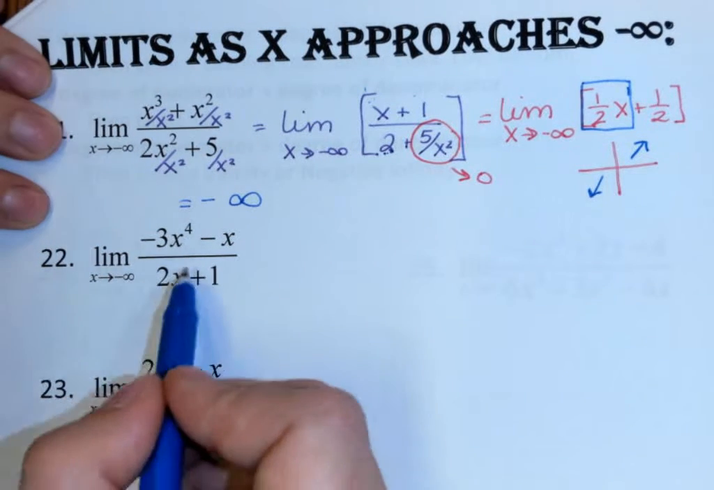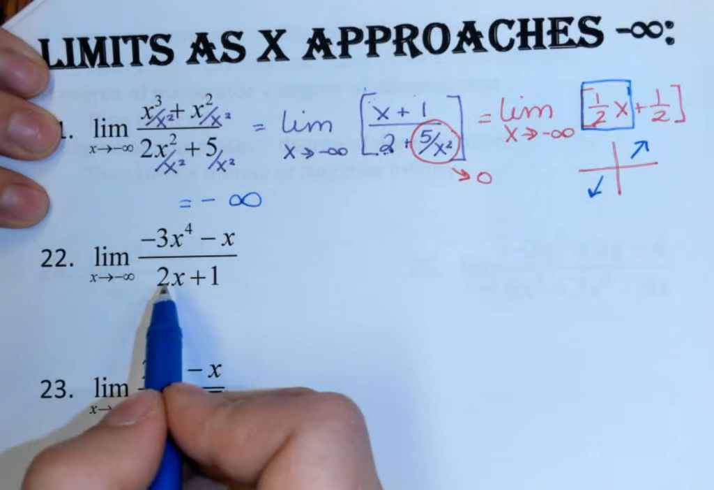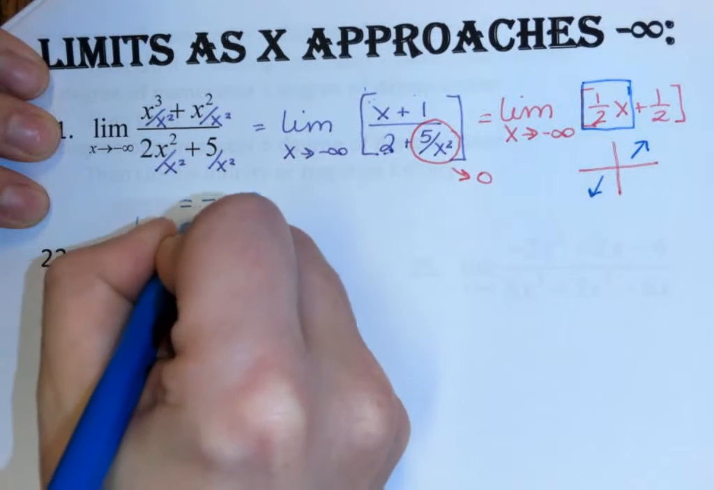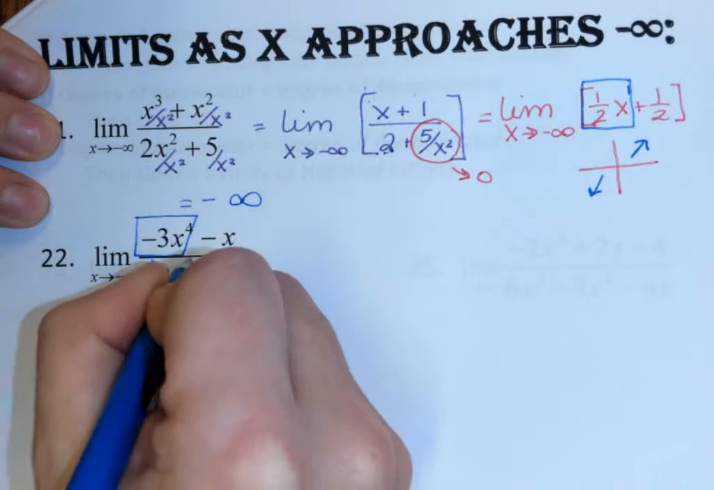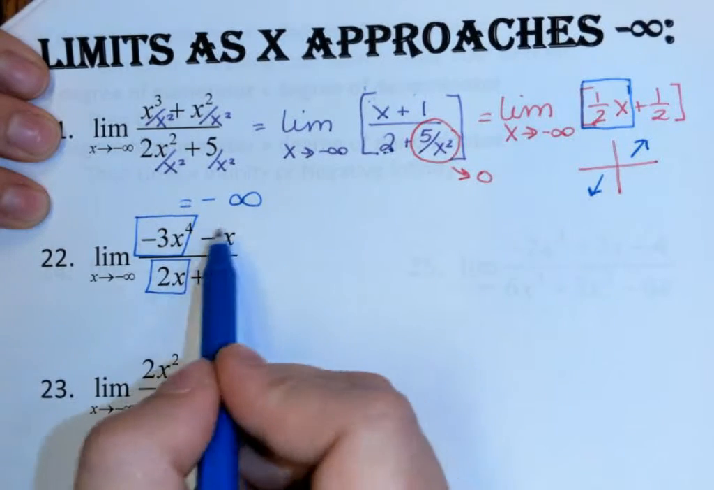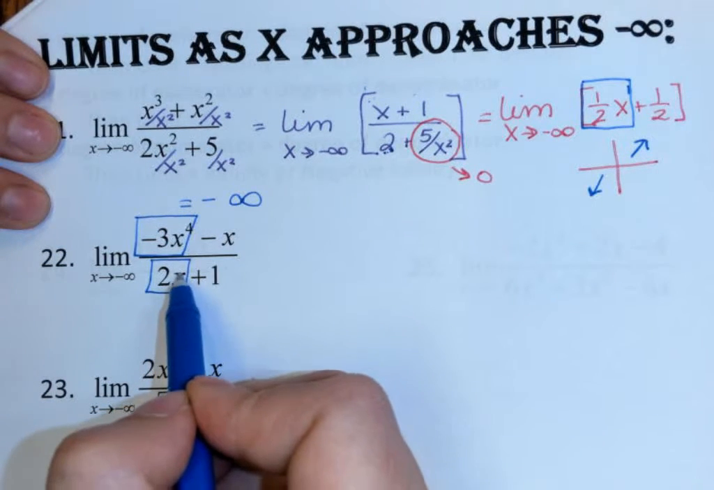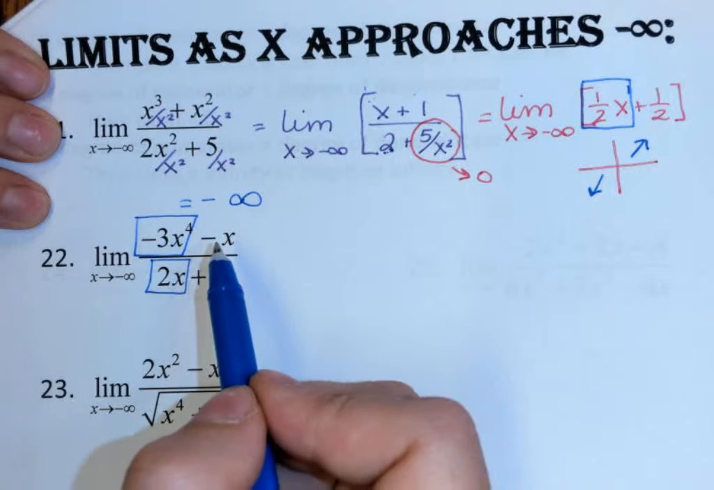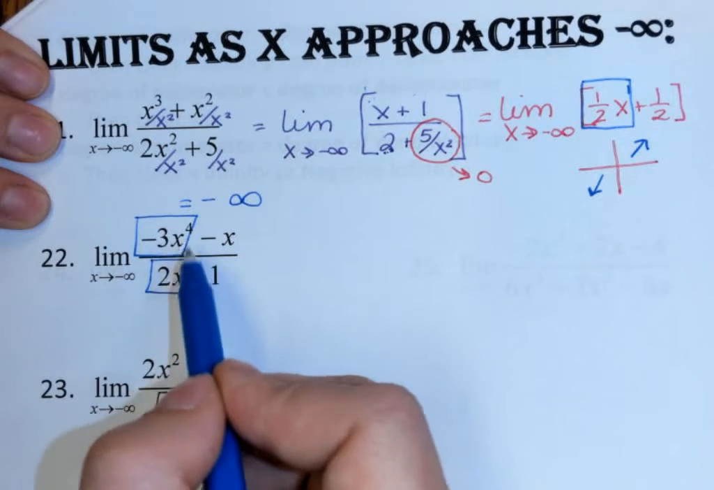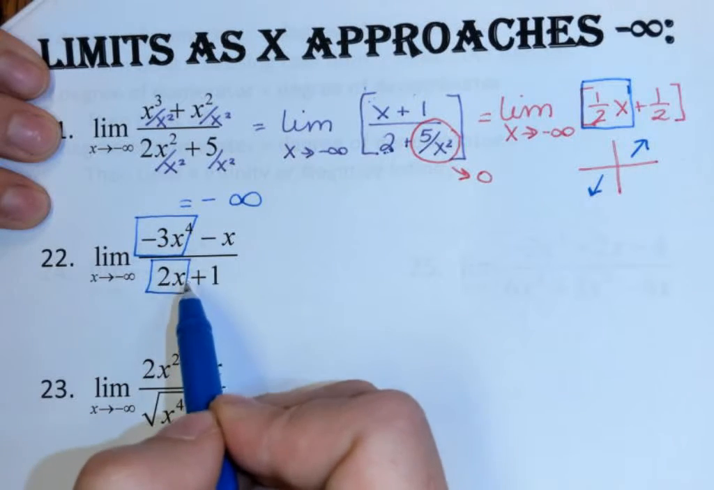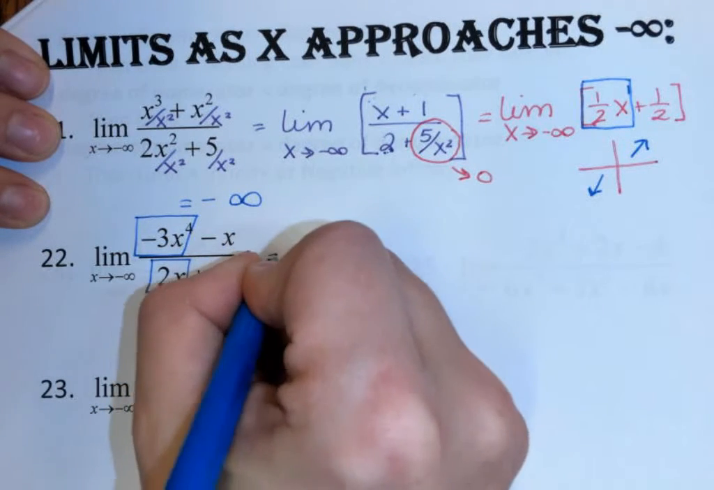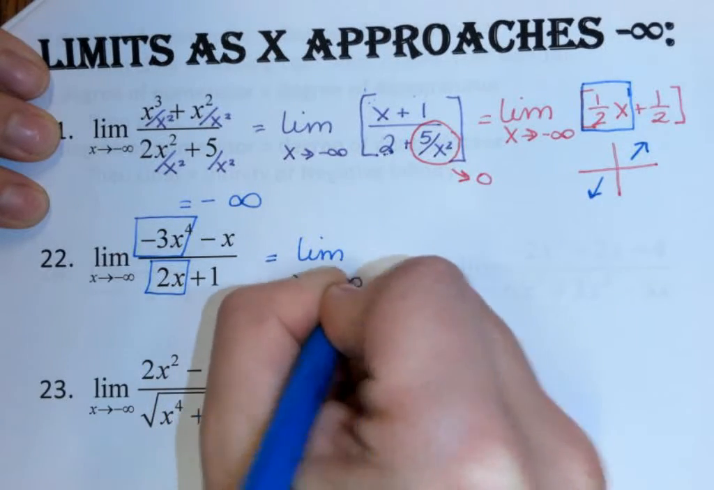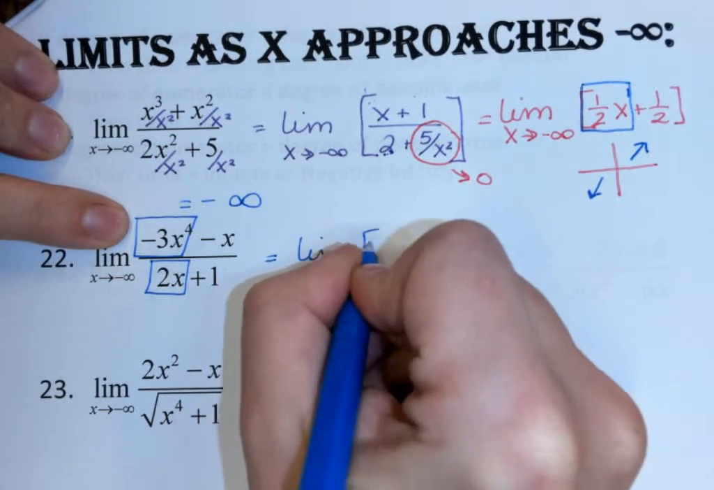So what I can do for this problem here is I can just look at the highest powers on x. So I'm just going to look at this and this. Because when I divide through by my highest power on x in the bottom, everything else pretty much goes away or doesn't really affect us. So what I'm looking for is the negative 3x to the 4th over 2x. And so this is going to be the same thing as the limit as x goes to negative infinity of just that stuff.